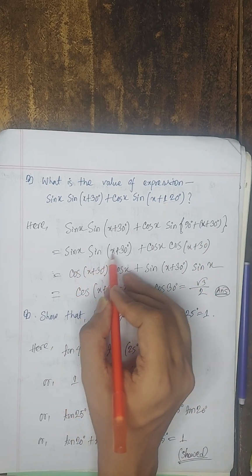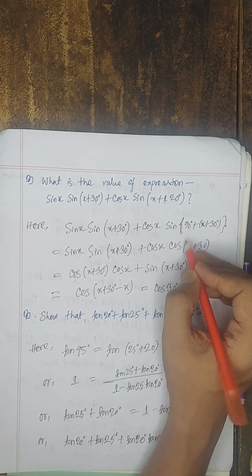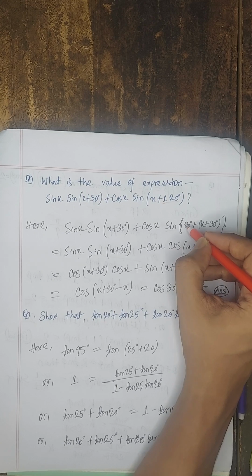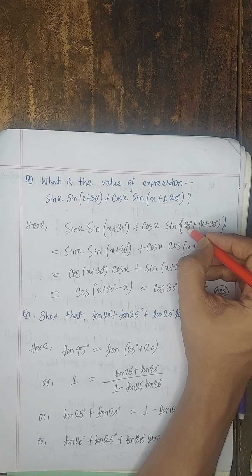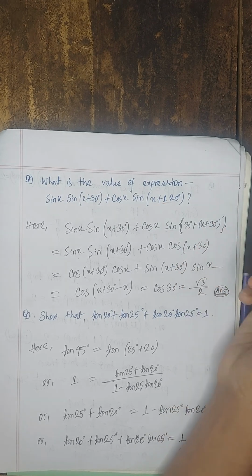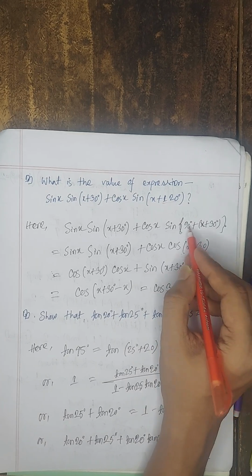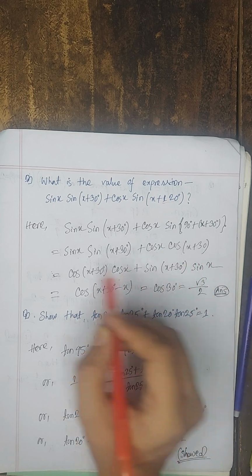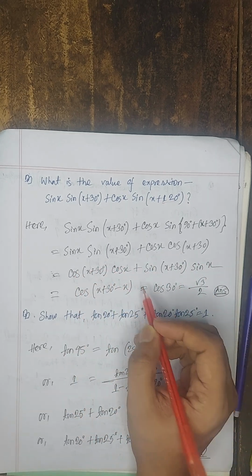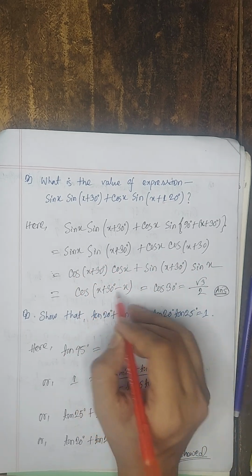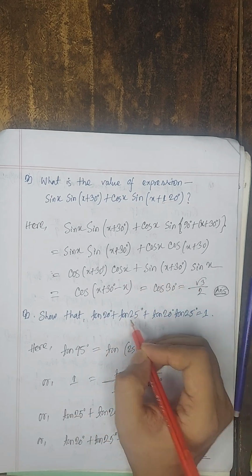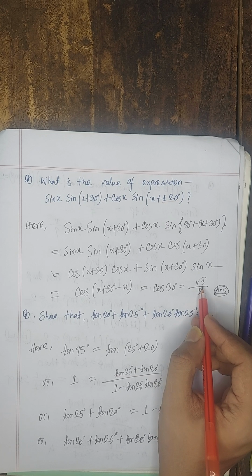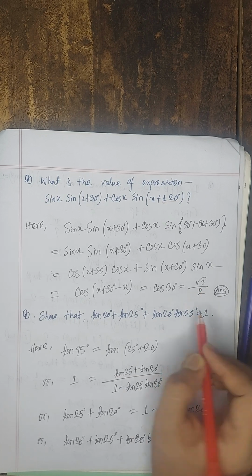Now sin x times sin(x plus 30), cos x times, it becomes, this sin becomes cos, because here we are multiplying 90 by an odd integer. Okay, for an odd integer sin becomes cos. So cos x times cos(x plus 30) plus sin x sin(x plus 30). Okay, so we can write cos(a minus b) as cos a cos b plus sin a sin b. So it becomes, we get cos 30 from here, which becomes root 3 by 2.